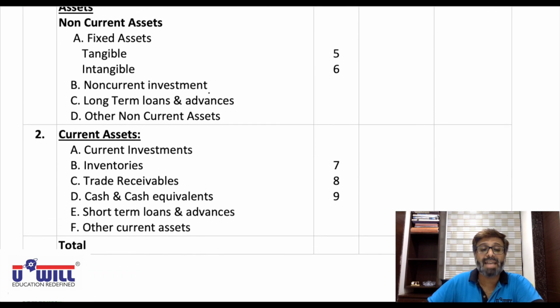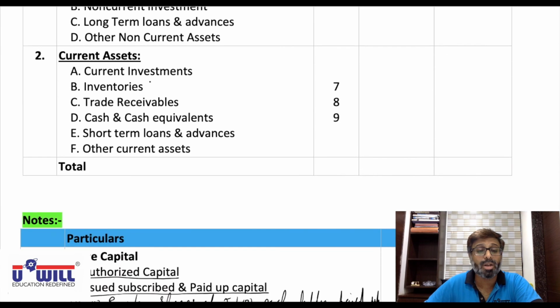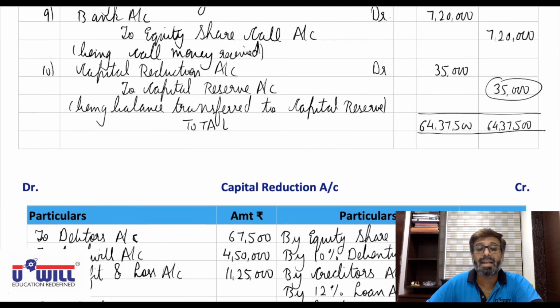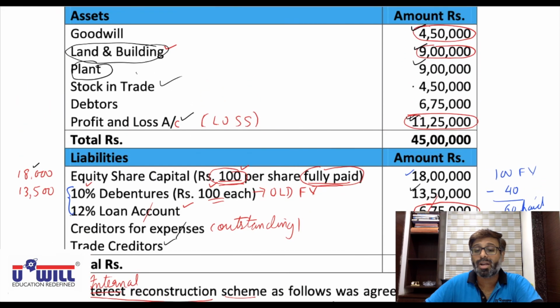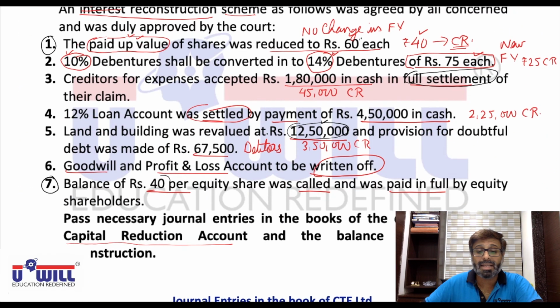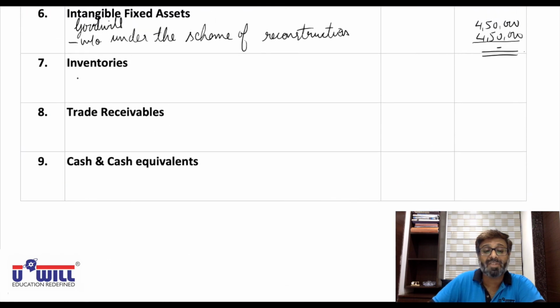Then inventories directly we don't have non-current investments, long-term loans and advances, other non-current assets, investments. Directly we have inventories in the balance sheet. Inventories means this stock in trade 4,50,000. Nothing is written off, so as it is. Stock in trade or stock 4,50,000. And that itself is the total.